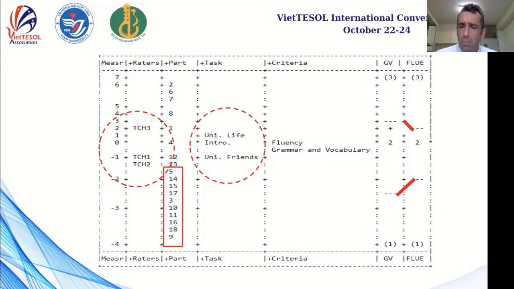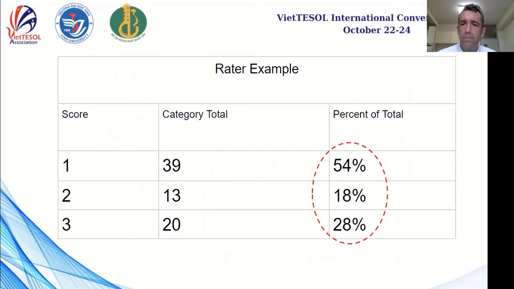And so moving on from here, I'm going to look at a somewhat more simple rating. This is a sample rater from our group. Here it shows that this rater used the 1-point category 54% of the time, the 2-point category 18% of the time, and the 3-point category 28% of the time. So we can see that the 1-point category was used over half the time.